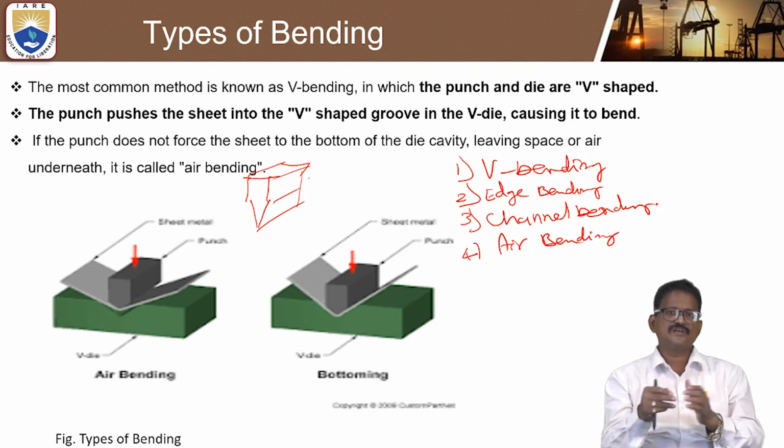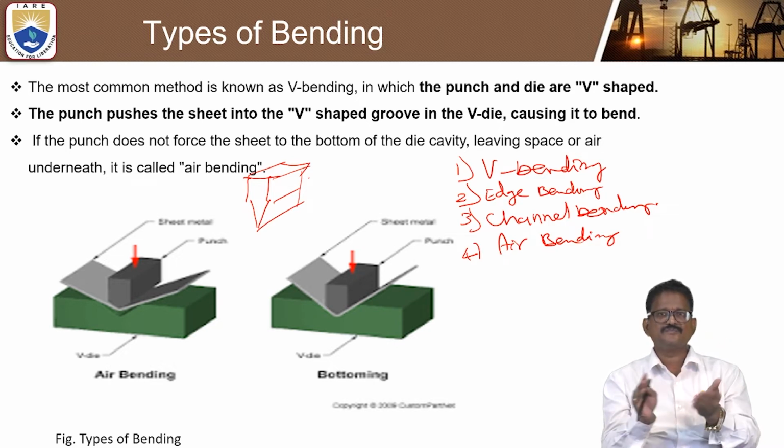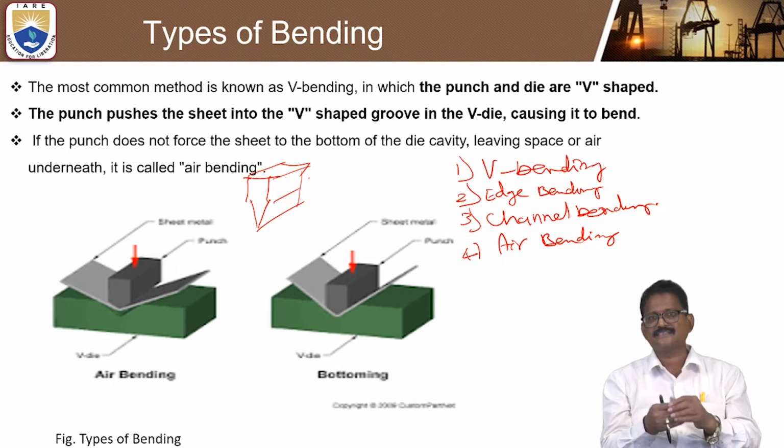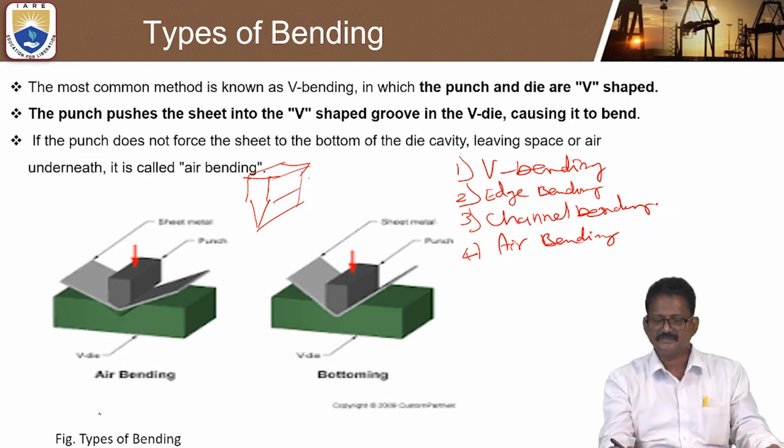Okay, so if the punch doesn't force the sheet to the bottom of the die cavity, leaving space or air underneath, that is called air bending. The second one is bottom bending.